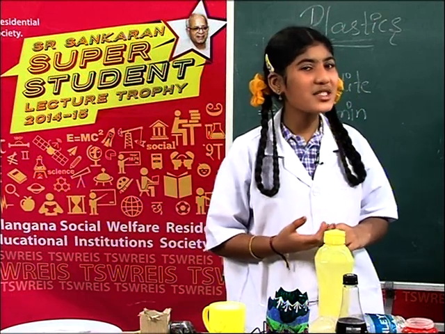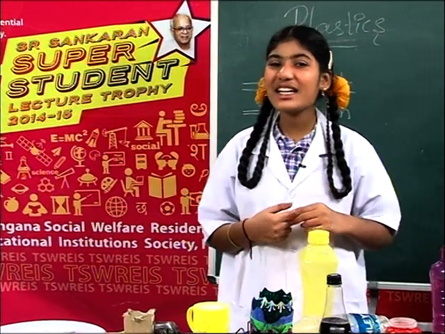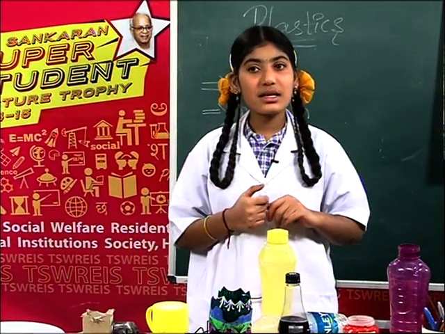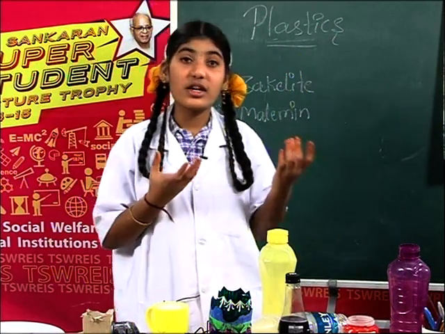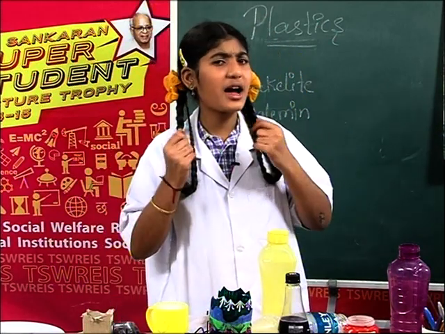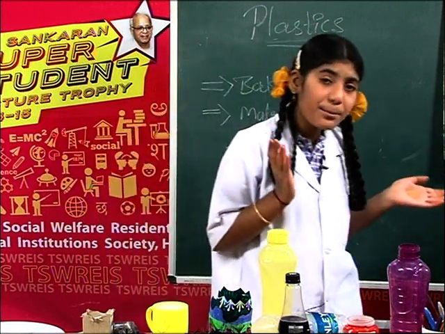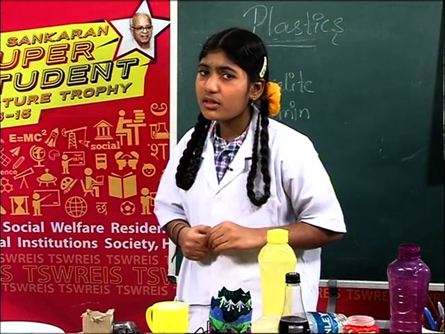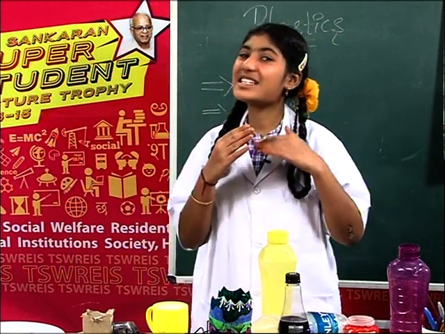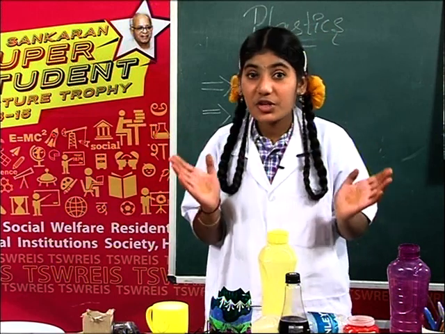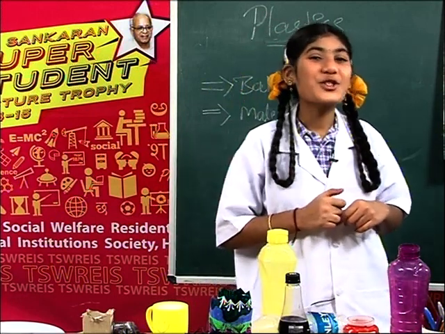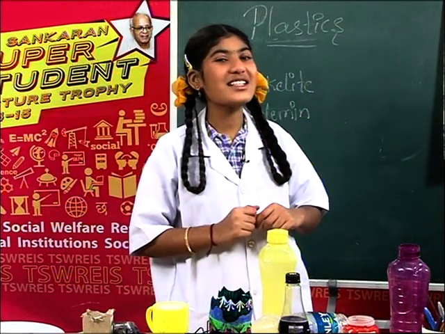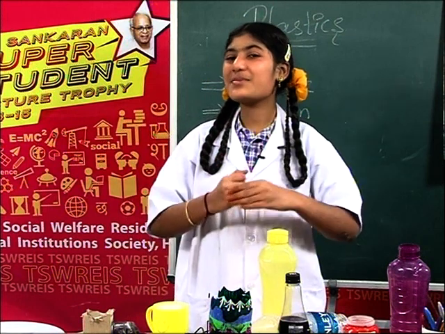Friends, can you give some examples of biodegradable materials? Yes, peels of fruits and vegetables, papers, cotton cloths, that means natural fabrics. All these are examples of biodegradable materials because they can easily decompose by natural process, friends. So they are all called biodegradable materials.